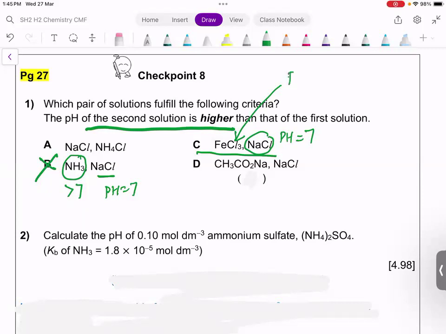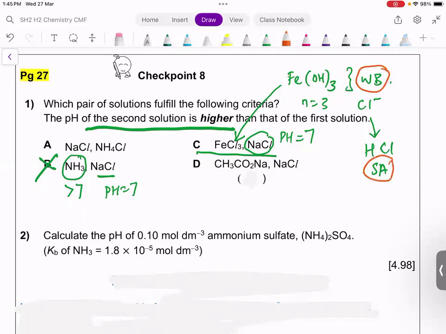You have the base iron 3 hydroxide. So remember, when your n equals 3, this is a weak base, right? Your chloride comes from hydrochloric acid, which is a strong acid. So when you have a weak base, strong acid combination to form the salt, it will give rise to an acidic salt. So this pH will be less than 7. So it satisfies this criteria. Hence the answer is Canada. Do you need me to explain anything else?